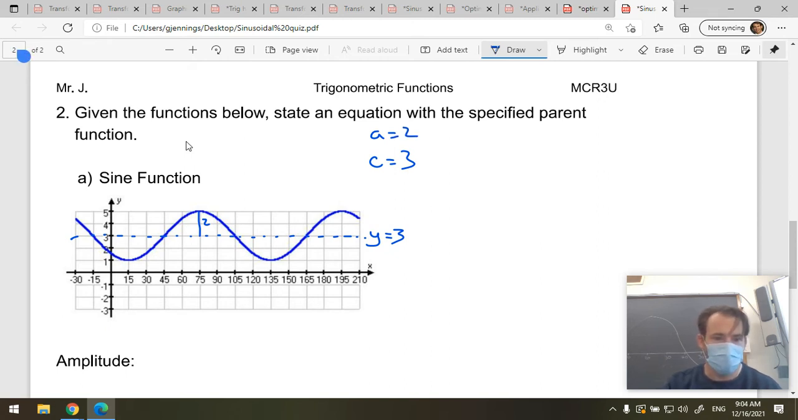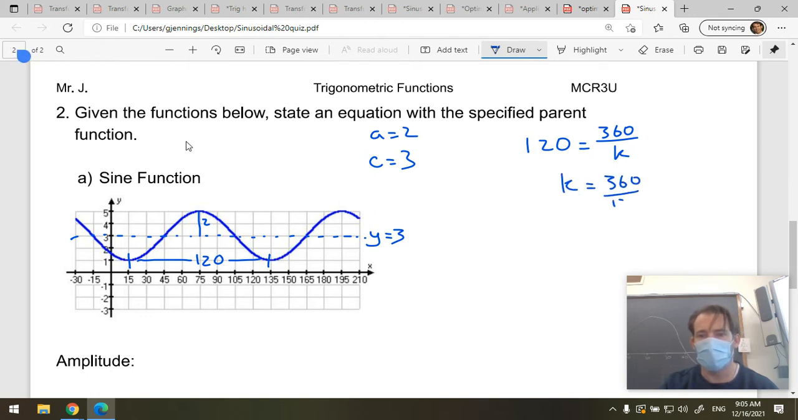And then I can look at the period. And let's see, here's the period from 15 to 135. So this is 120 long this way. So the period is 120. So 120 is equal to 360 divided by K. So I can use this to solve for K. K is equal to 360 over 120. K is also equal to 3. Okay, so I've got 1, 2, 3 of my numbers.